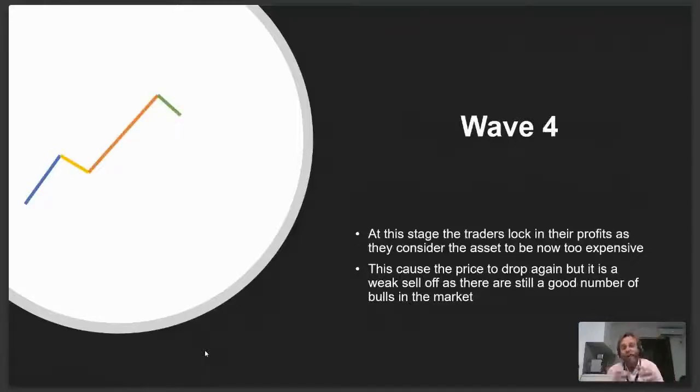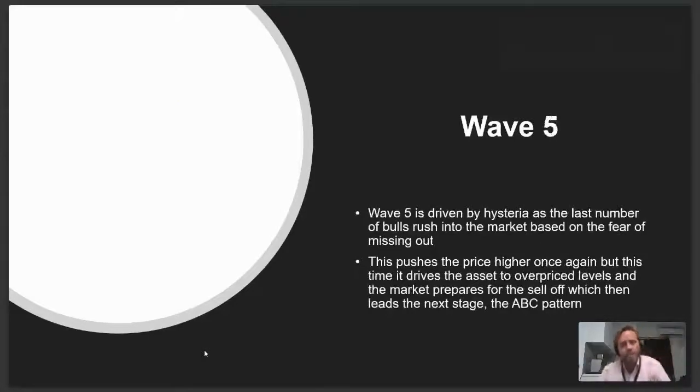Wave 4, let's get to it. Here we go. At this stage, the traders lock in their profits. They now consider the asset to be too expensive. This causes the price to drop again, but it's a weak sell-off. Okay, so it's not a strong drop. It's a weak sell-off because there's still a good number of bulls in the market, which leads us to wave 5.